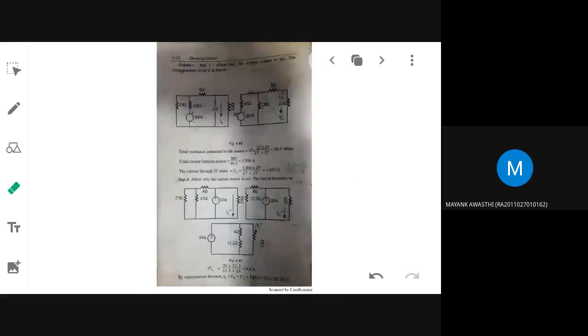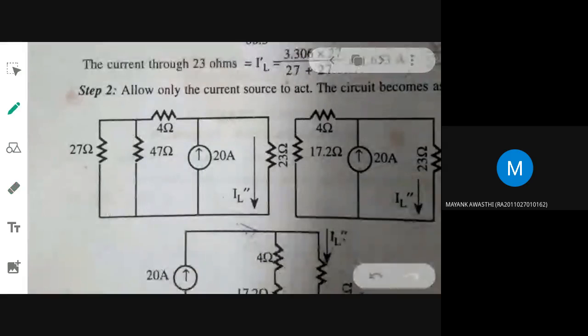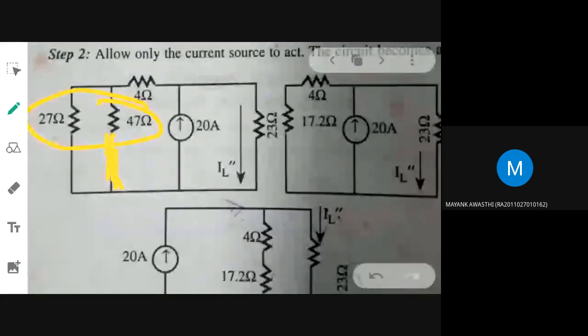That is how I got the circuit. Here I was having one voltage source that I have shorted. In place of the voltage source, there is a short. Now again, these two resistances were connected in what manner? Parallel. So the parallel equivalent is 27 into 47 divided by 27 plus 47. What value does it give as answer? 17.2?